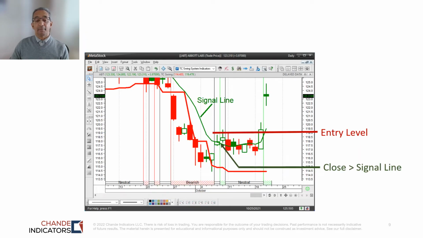This is a chart of Abbott to again clarify the same ideas. Abbott was clearly declining. This is our trigger line. This is our trailing stop. We get a close above the trigger line.